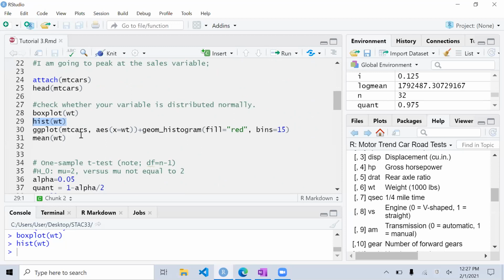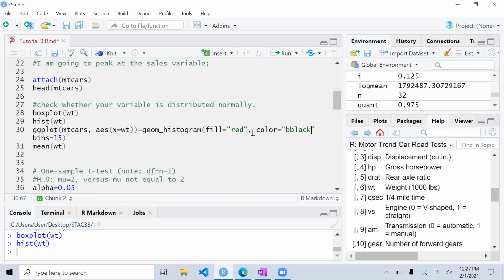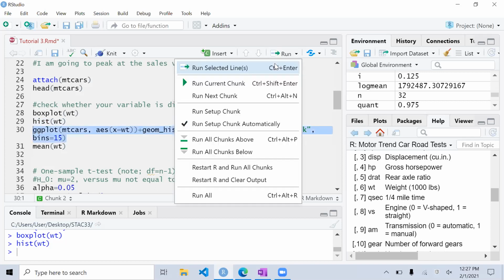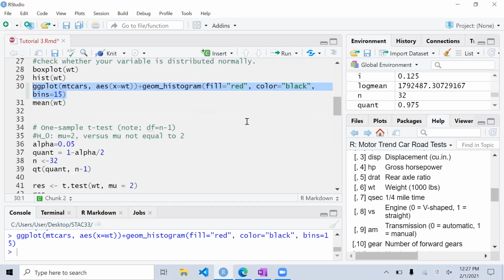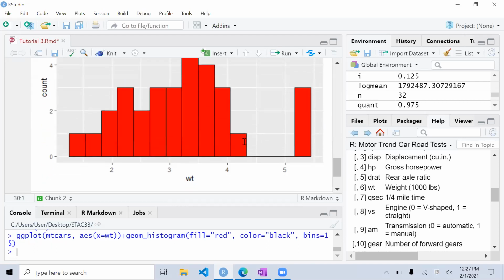So I don't know if I can necessarily say it's completely skewed, but if you want to use ggplot because it makes things look nicer, here's the same histogram, but now I'm going to put the fill as red. I wonder if I can even put color equals, I don't know, black. Let's see if it works. I might have to fiddle around with things. Yeah, so you see it does that.